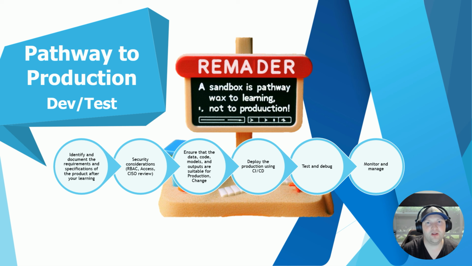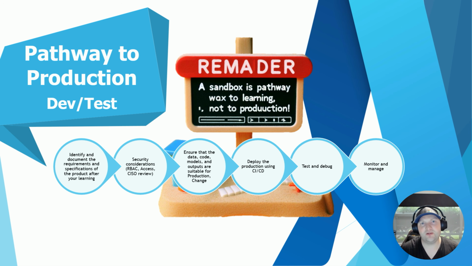So they've been learning a lot in the sandbox environment. What have they learned? What are their actual requirements for going to production? What are their security considerations? For example, every organization will have different requirements when it comes to security, but what about the RBAC access? Do they need review of CISO? When you're looking at moving things to production, make sure that the data, code, models, and the outputs that they've been playing around with in the sandbox environment are really suitable for a production or a dev test environment.